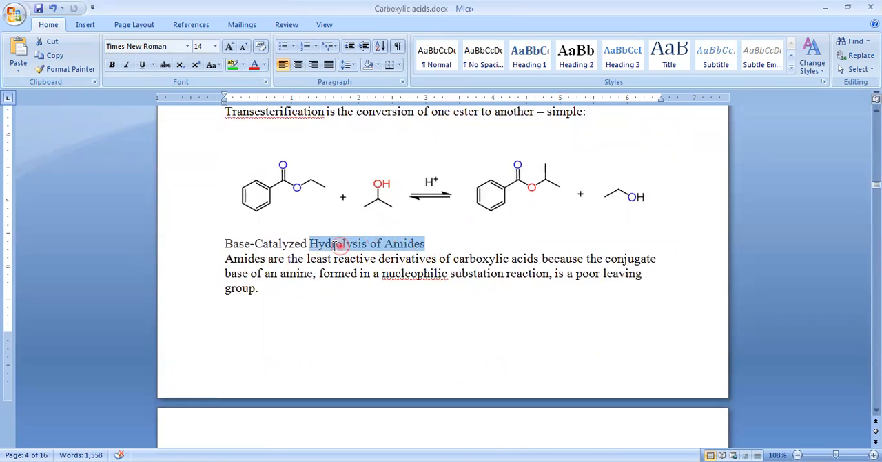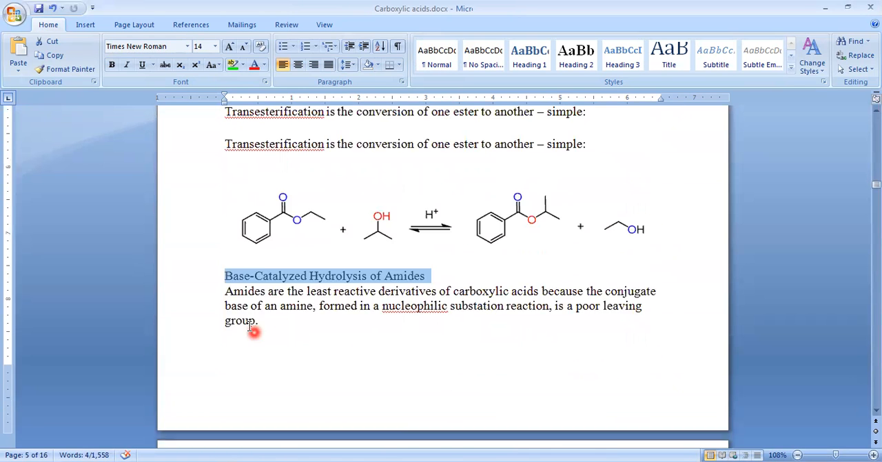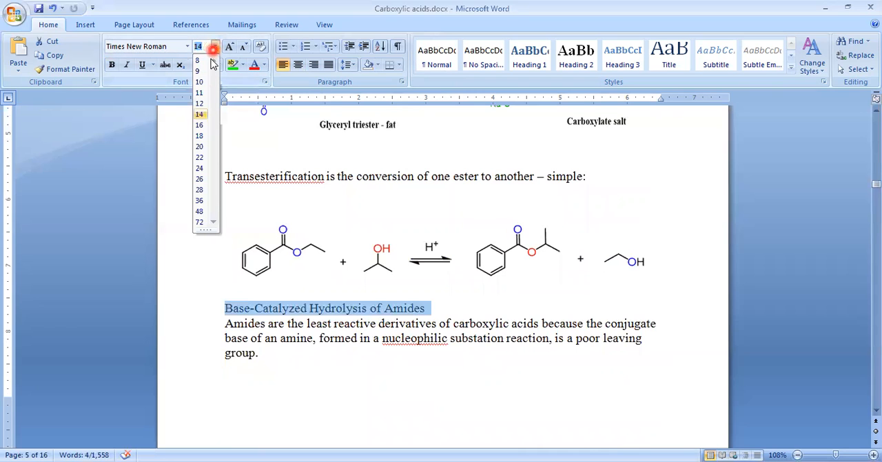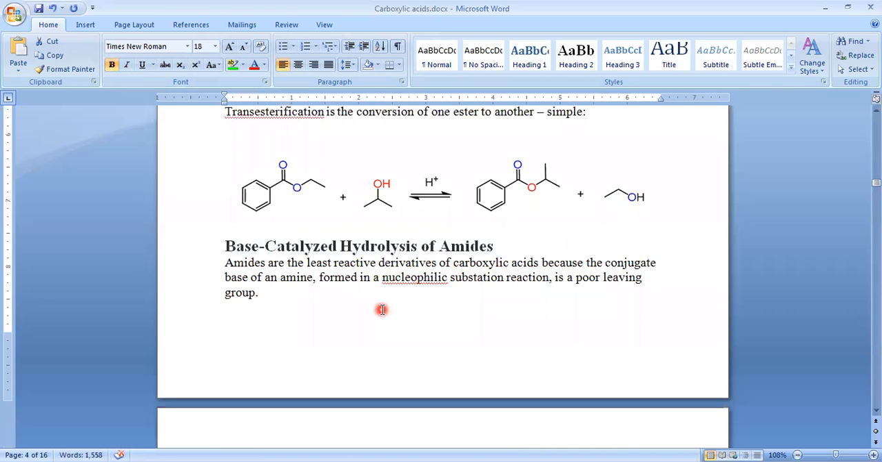Next one is hydrolysis of amides. So how can amide hydrolysis be achieved? By base catalysis. So from amides also we can prepare a carboxylic acid.